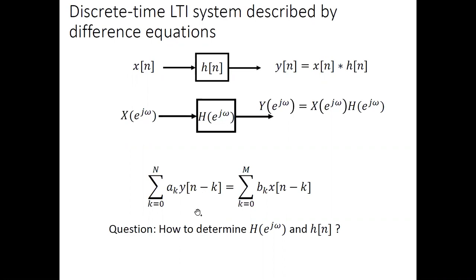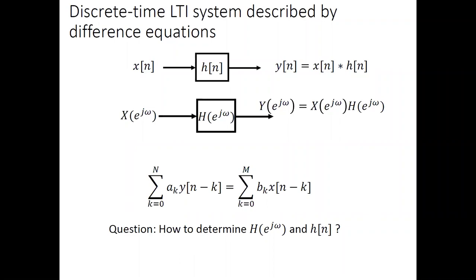So you can check using the knowledge learned in chapter one that this is indeed a linear and time invariant system. So linearity: if we have a new input, which is a linear combination of two original inputs, then the output is the same coefficient linear combination. Time invariance: if we shift the input by a certain amount n0, then the output is shifted by the same amount n0. So you can use those properties to validate that this is indeed an LTI system.